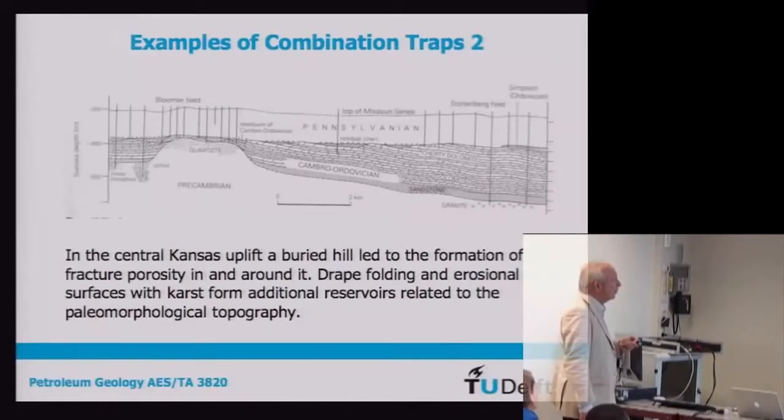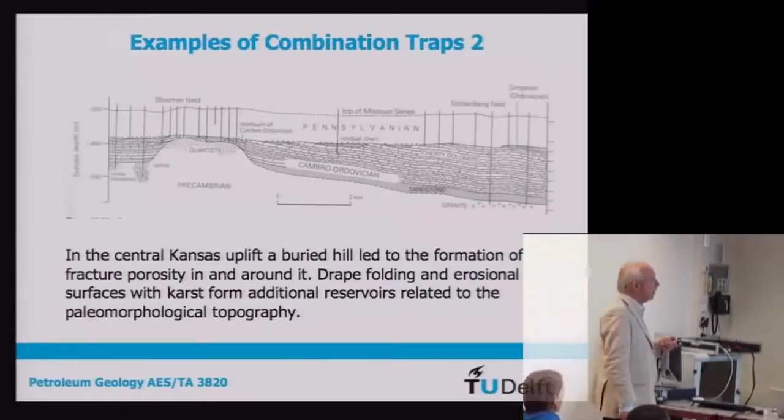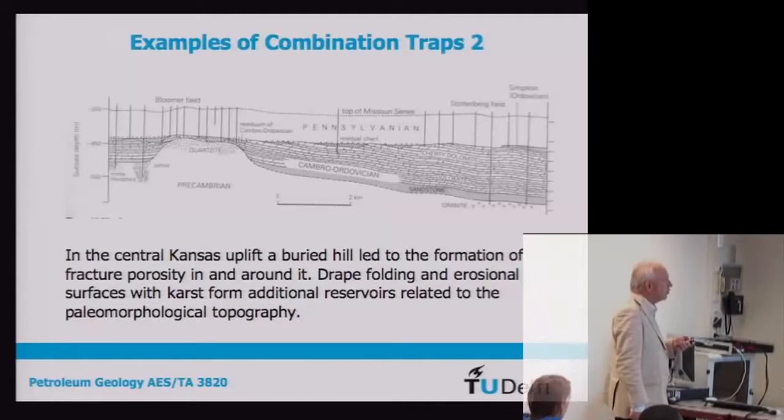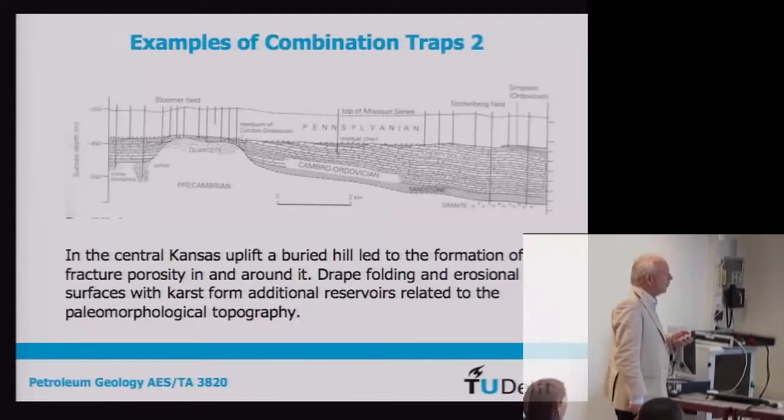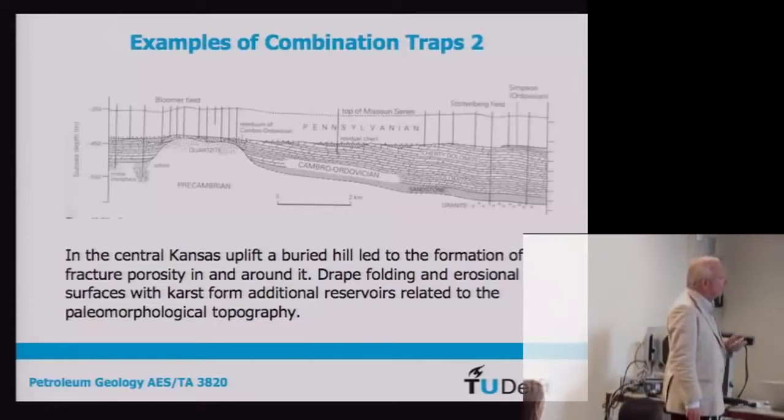Also, same thing, combination here, onlap and then up here, you see where the wells are drilled. You know, that's a combination trap. There's an unconformity right above it. That's the seal. We have fractured quartzite below. We have dolomites, fractured dolomites, and they are eroded on top.